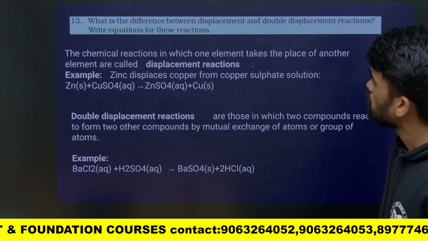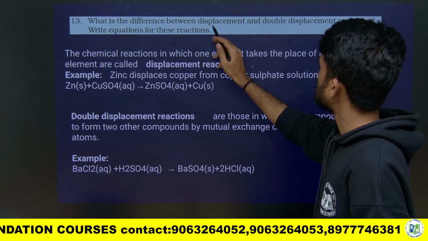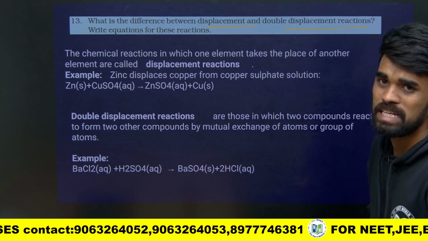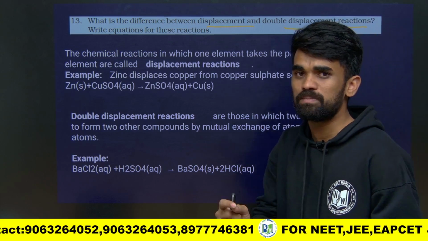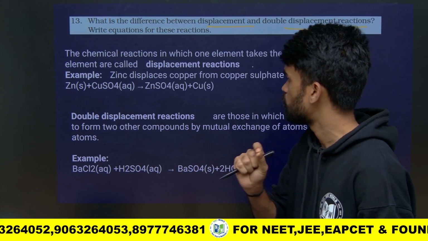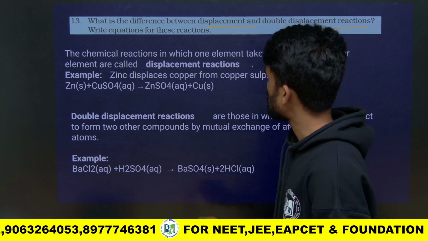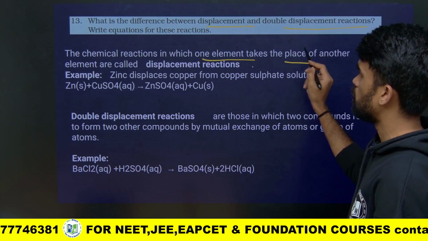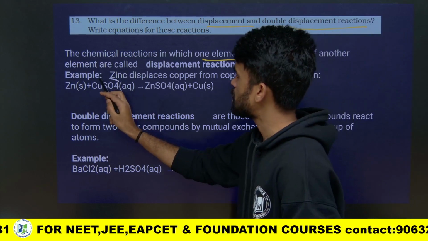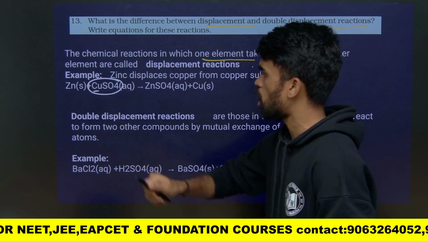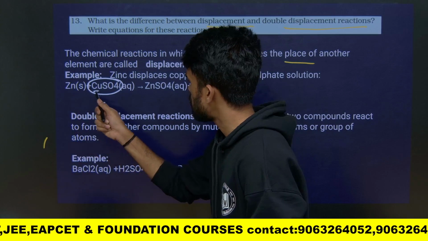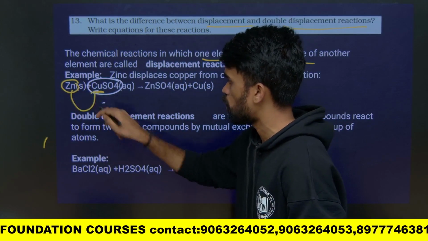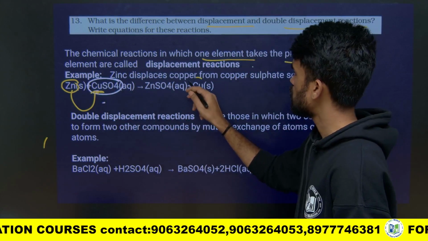Let's move further. What is the difference between displacement and double displacement reactions? Write the equations, they are asking. In displacement, one element displaces the other from its solution. For example, chemical reactions in which one element takes the place of the other element. See, copper sulfate is there. The copper here is now displaced by this zinc. So zinc is taking the place of this copper and copper is coming out of it as Cu.